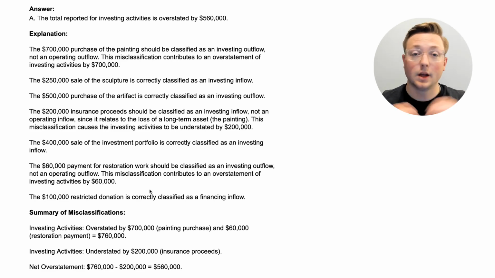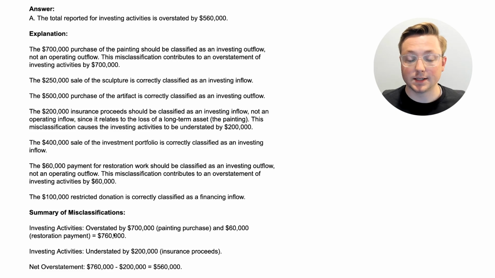Now, there's a lot of information there, but basically the $700,000 purchase of the painting, the $200,000 insurance proceeds, and the $60,000 payment for restoration work were all incorrect. And because of that, it was overstated by $760,000 and then understated by $200,000. So you net that, and it's a net overstatement of $560,000 because it's $560,000 higher than it should be. There should be $560,000 less of investing activities because there should have been $560,000 net outflow of investing activities that weren't recorded correctly.